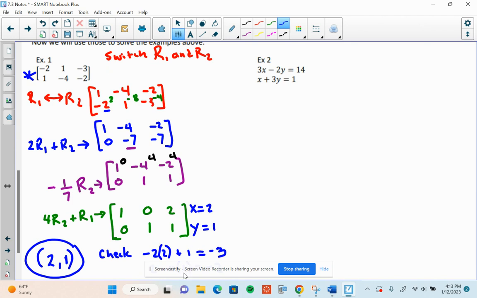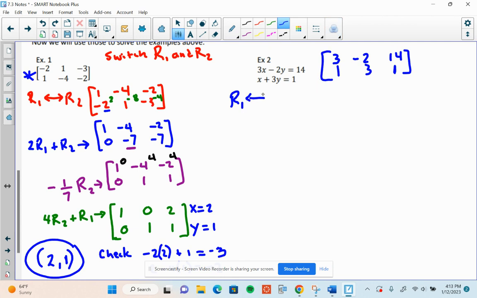All right, let's do example 2. We wrote our augmented matrix up earlier, so let's just repeat it. The top equation gets the top row. The bottom equation gets the bottom row. But I'm going to immediately switch row 1 and row 2 because I need to have the 1 in the upper left corner. So I'm going to switch the 2 rows, just like we did in the last one.